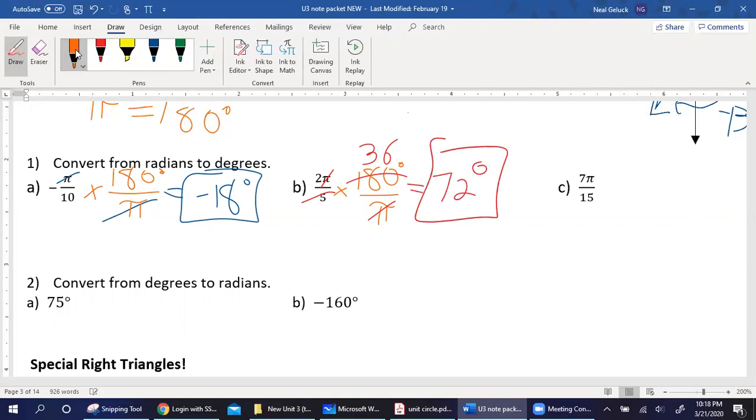So this is a good little tool to have in your belt if you're going, oh, I don't remember what this radian angle is in degrees. Just multiply it by 180 over pi. Pi's cancel. 15 goes into 180 12 times. This becomes 7 times 12, 84 degrees.